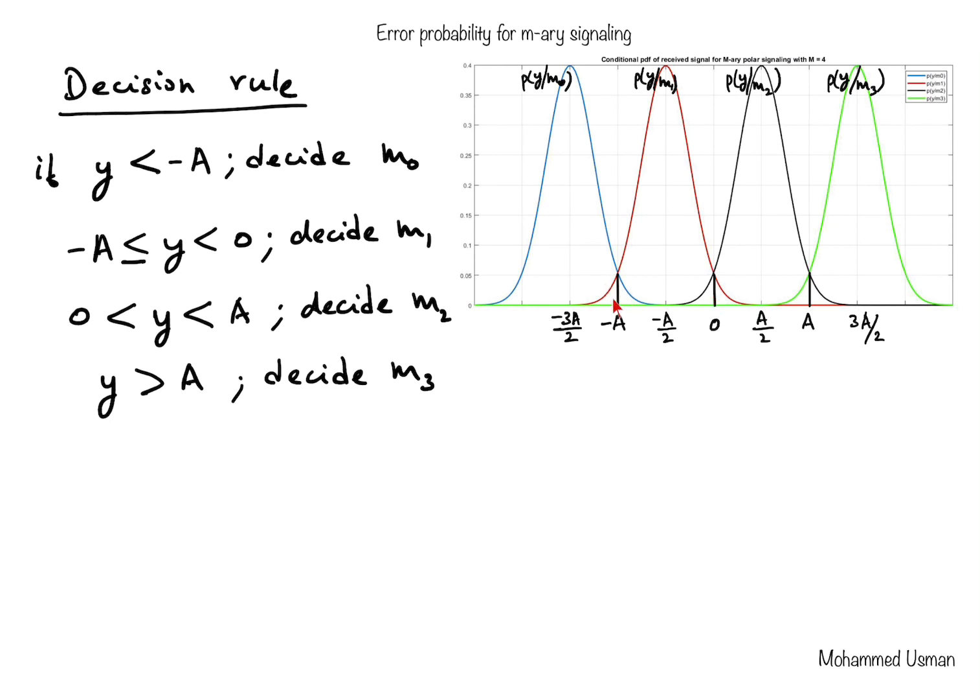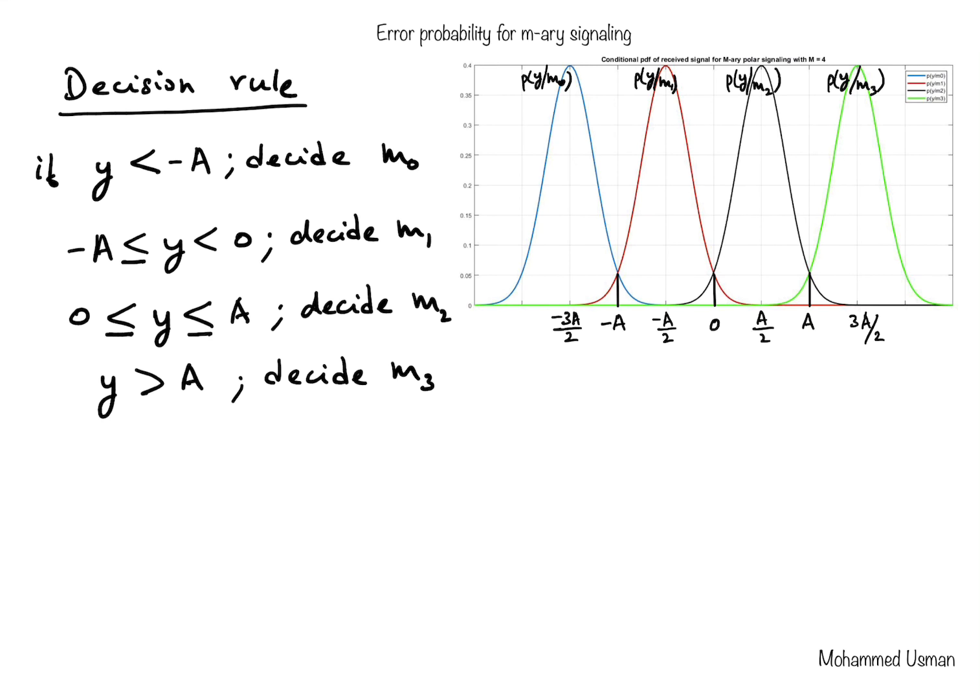So between minus A and 0, and even including minus A, we choose M1. If it is exactly 0, that is this threshold, we can choose either M1 or M2, but I'll give it to, let's say, M2. Again, we could have chosen M1 also here. That is arbitrary, and that is a very rare case anyway. And if it's exactly plus A, then we can choose either M2 or M3, but we will choose M2 again.